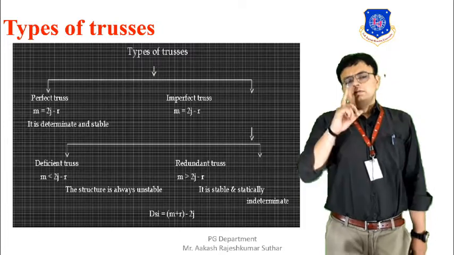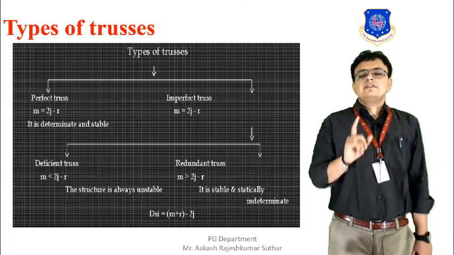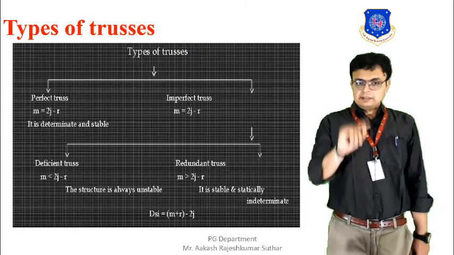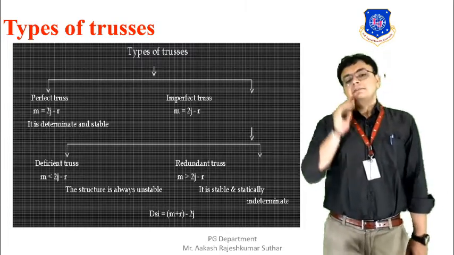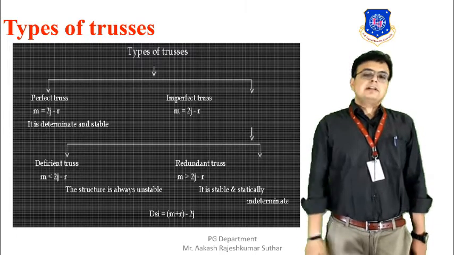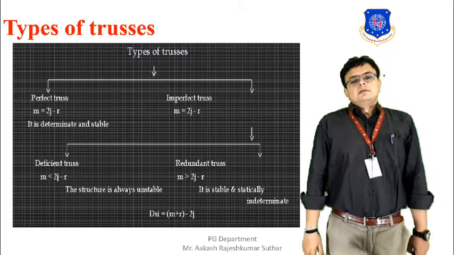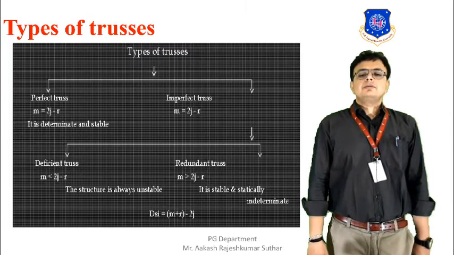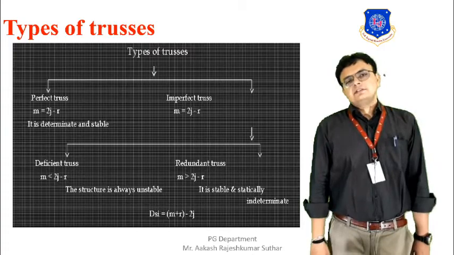Make sure the deficient truss is definitely a structure that is always unstable. At the same time, the redundant truss is a structure that is stable and statically indeterminate. Basically, for a truss, the formula to find DSI will be equal to m plus r minus 2j.